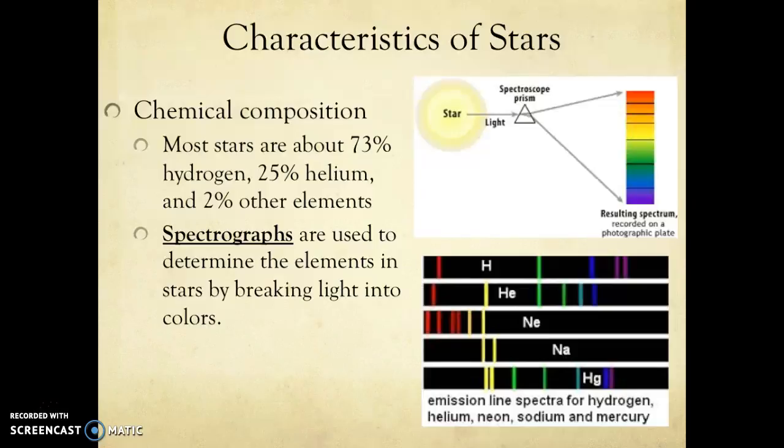Another characteristic we use to classify would be chemical composition, so what chemicals they're made out of. Most stars are largely hydrogen and helium. So around 73% hydrogen, around 25% helium, and then that last 2% is other elements. And different stars might have different compositions. And we use something called a spectrograph to determine what elements there are in those stars.